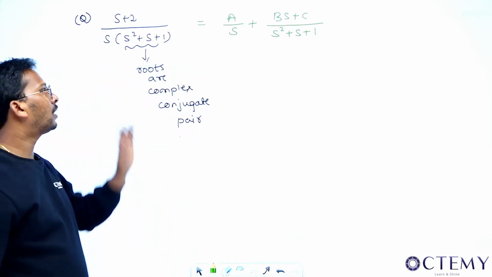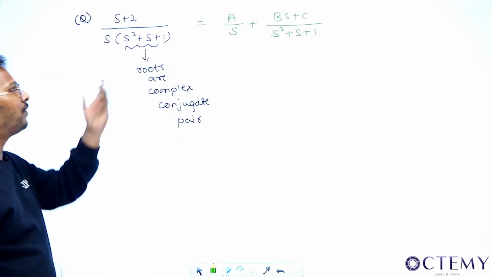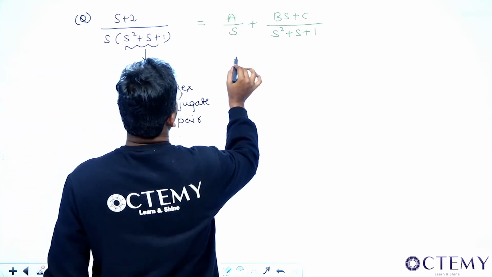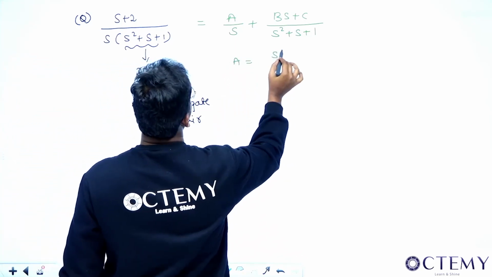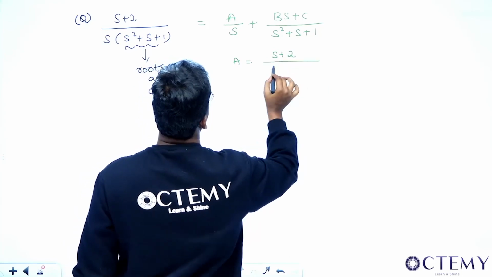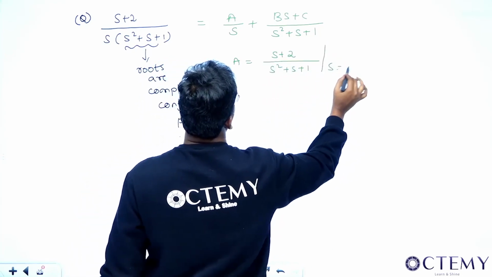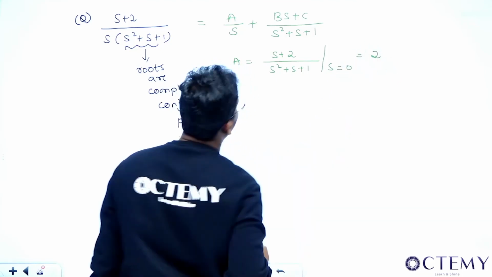And there is no shortcut also. For finding A, there is a shortcut. For finding B and C, there is no shortcut. You'll have to do the hard way. See, sir, what's the hard way? If you want A, it will be simply (s plus 2) divided by (s square plus s plus 1). In this, you put s is equal to 0, so you'll get it as 2, right?